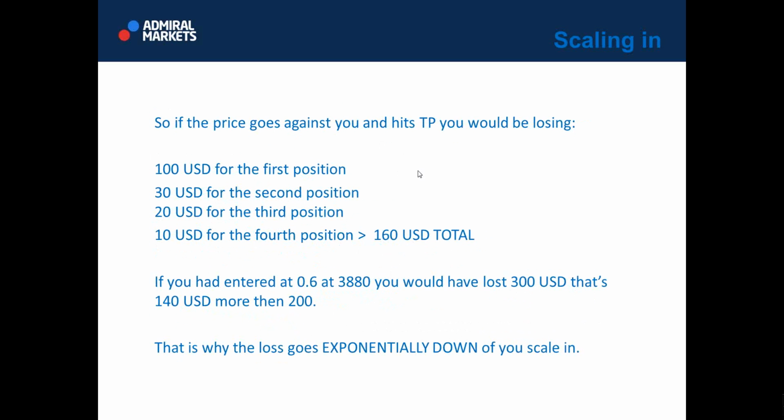You basically traded 0.6 both times, but with scaling in, you only lost $160, and by entering with the full lot size, full risk at the first entry, you would have lost $300. That's almost double the loss of scaling in. So that is why the loss goes exponentially down if you scale in.